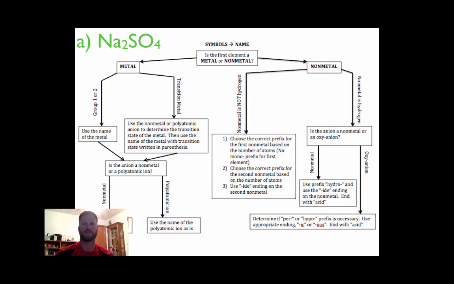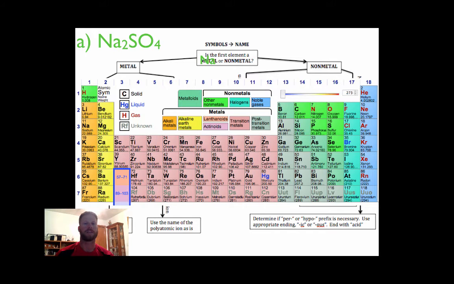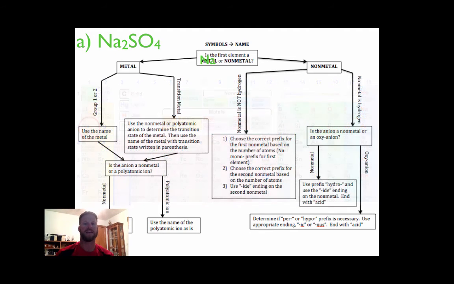Ask yourself, is the first element a metal or a nonmetal? Let's look at our periodic table and find Na. Eureka! We found it. So we know that Na is on the left side of the table in group 1. Na is a metal. Now follow the metal path on the flow chart. Na was in group 1, so we are going to follow that path on our flow chart as well.